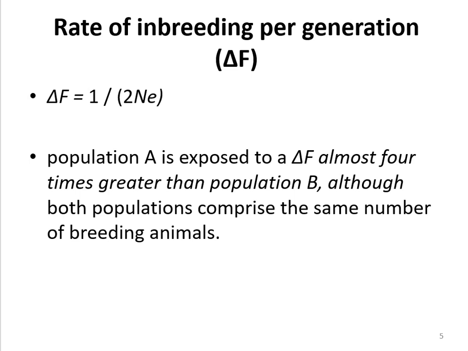Once we have got effective population size Ne, we can easily calculate rate of inbreeding per generation, which is delta F equal to 1 over 2 Ne. So in case of the previous two populations, for population A, delta F will be 4 times greater than population B, because population A has very few breeding males, although both populations have the same number of breeding animals. So sex ratio has an important role in determining the rate of inbreeding and effective population size.